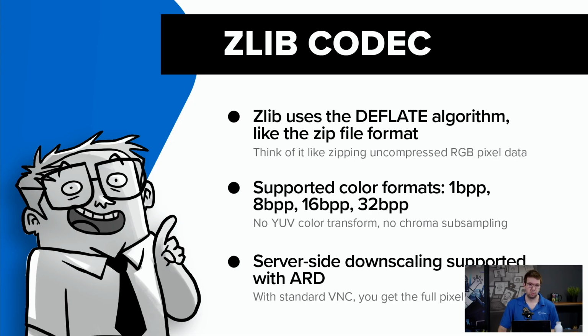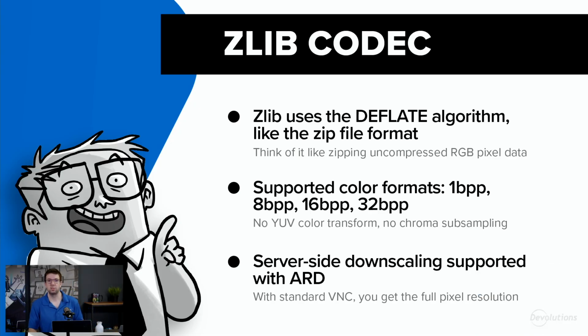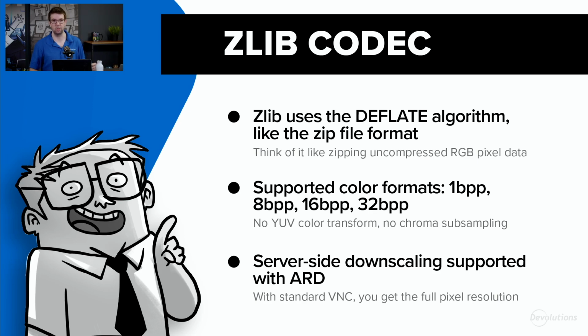So the other codec which is supported in the Apple Remote Desktop is the zlib codec. It's actually the same one you would get with standard VNC. So if you have a standard VNC client, you connect to a Mac, you would get only zlib. You would never get the other codec, well, because the client doesn't support it. But there are several variants of it, and even if it's the same codec under the hood, there are some key differences here that make a huge difference for performance. The biggest one is server-side downscaling.